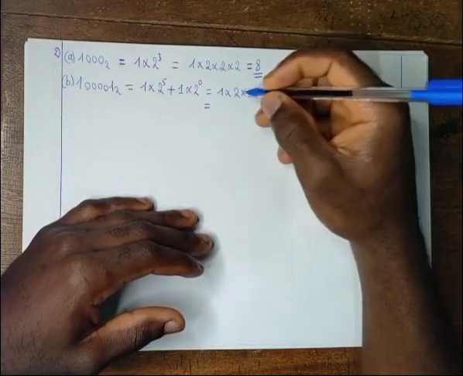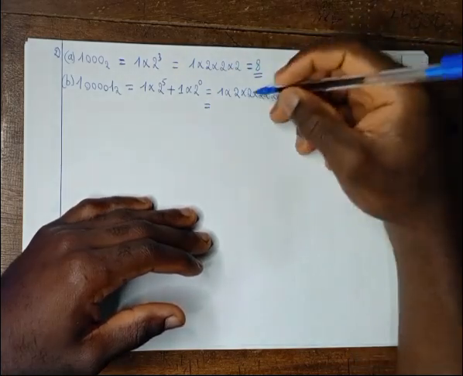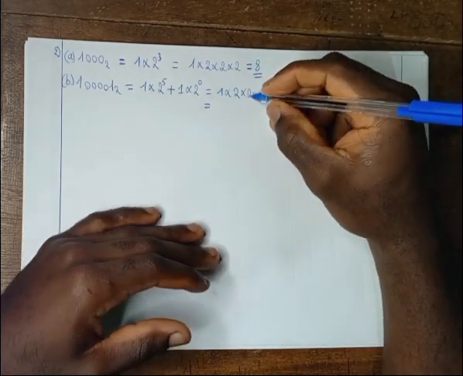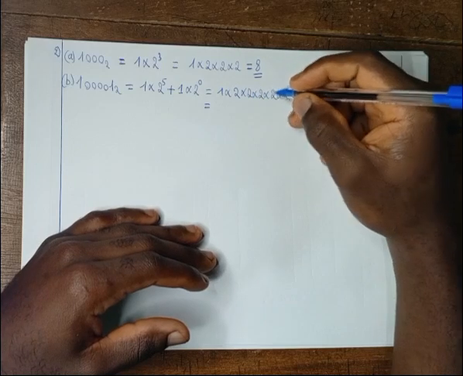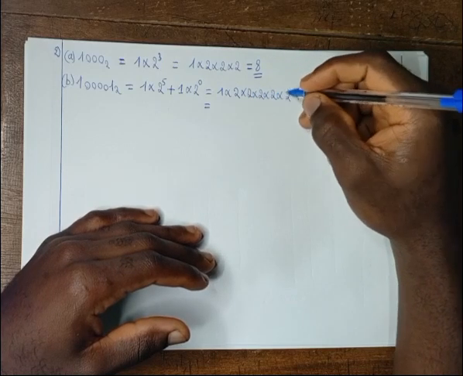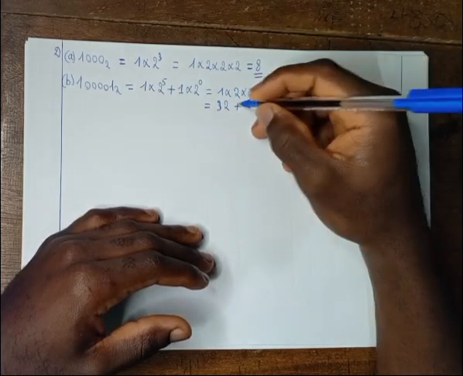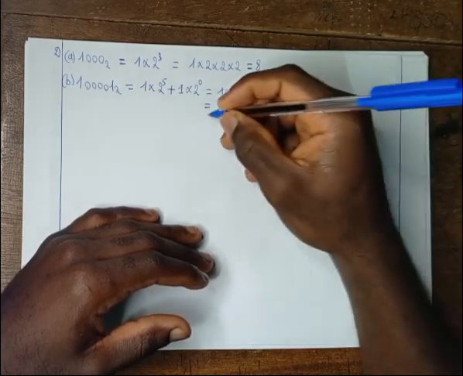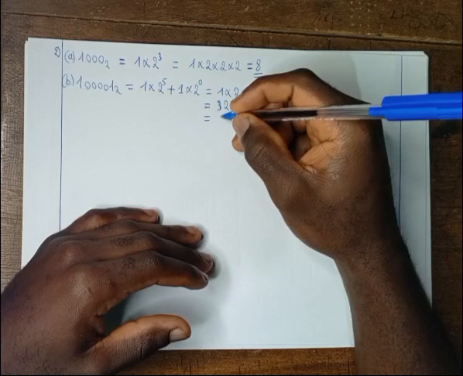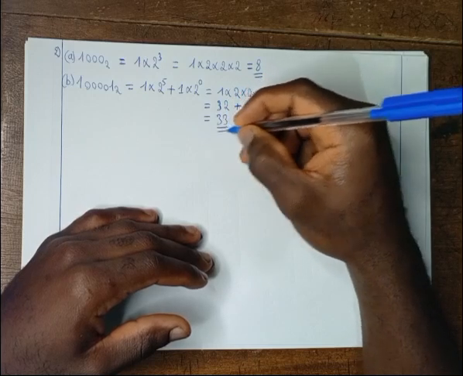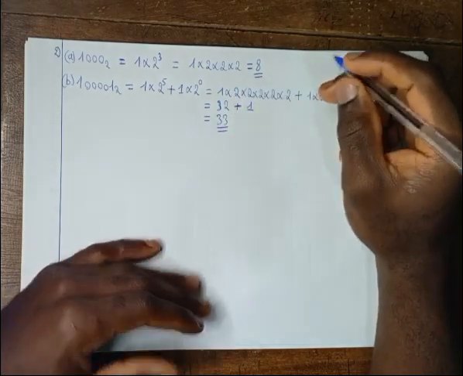This will be equal to 1 times 2 remains 2. 2 times 2 gives 4. 4 times 2 gives 8. 8 times 2 gives 16. 16 times 2 gives us 32. Plus 1 times 1 gives us 1. So if you add 32 plus 1, it gives us 33 to the base 10.